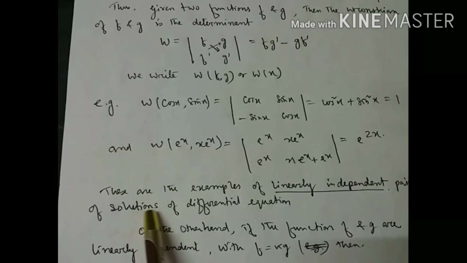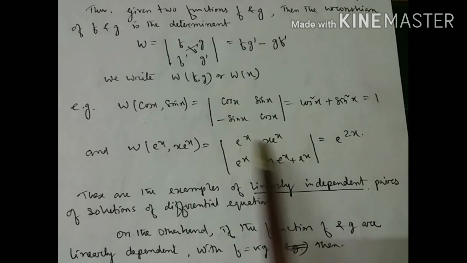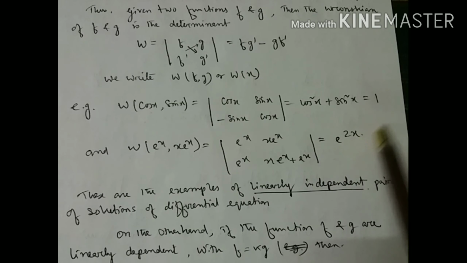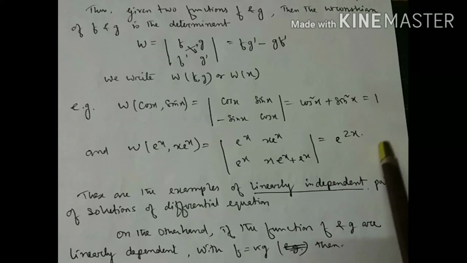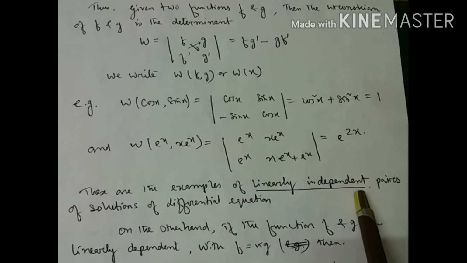These are examples of linearly independent pairs of solutions of the differential equation. Why linearly independent? Because the Wronskian of these two functions is not equal to 0. This is e to the power 2x and this is 1. Both are not equal to 0. So these two functions are called linearly independent, right?